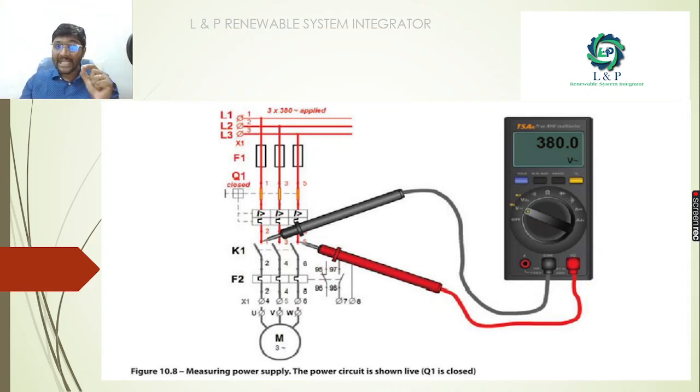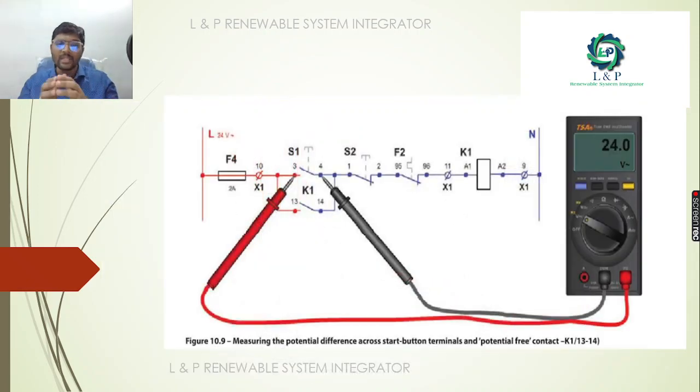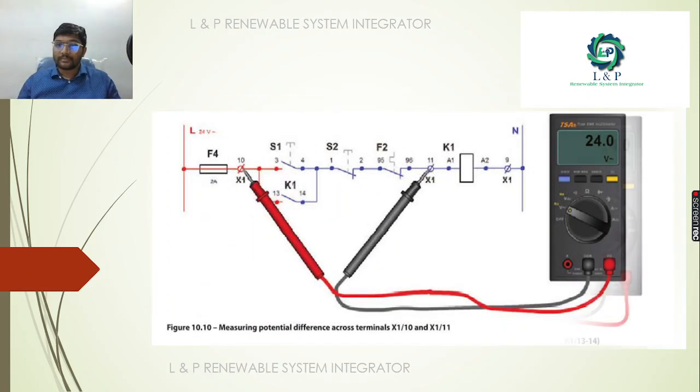If you are providing 380 volt, okay. If you are providing some other voltage, then measure that voltage you will get. Okay, next, when you are measuring the potential difference across the start button, then you should get a voltage of 24 volt. Okay, next, even across the potential free contact also you will get 24 volt.